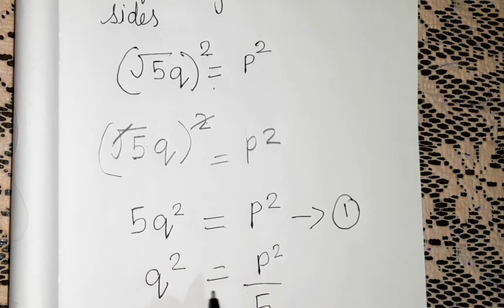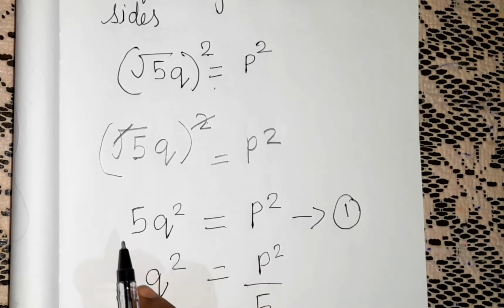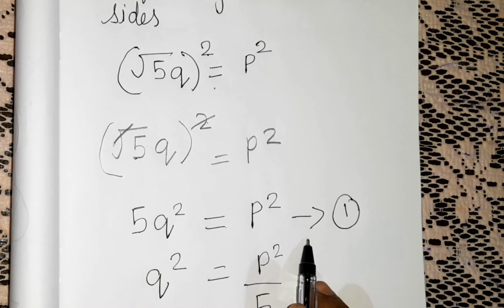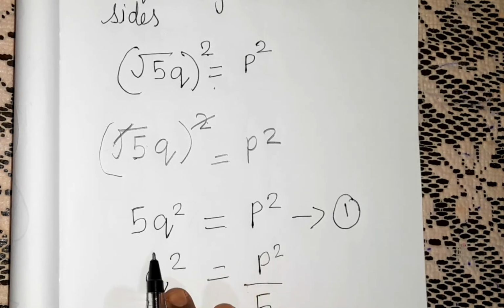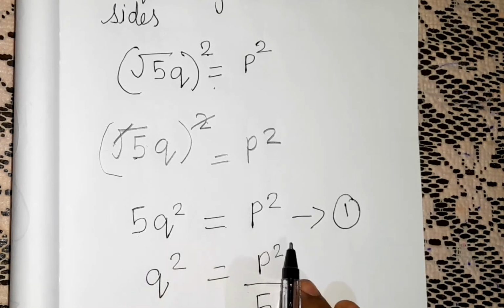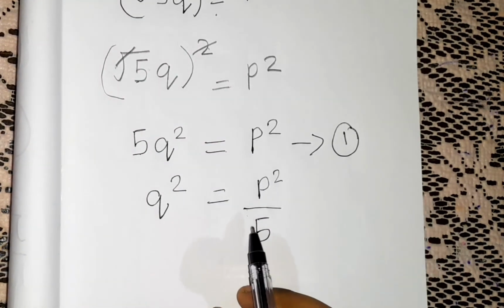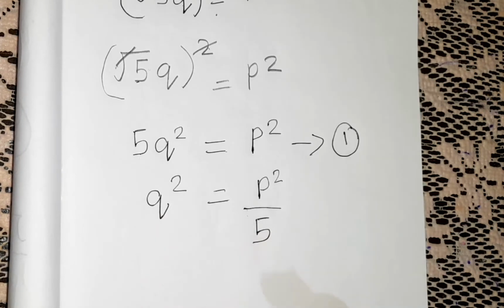As you guys know, if here it is plus, when it comes this side, it is minus. Likewise, if it is in the multiplication form and it is coming this side, then it is division. Likewise we did this. So now it is q square is equal to p square by 5. So here p square divides 5. Am I right?